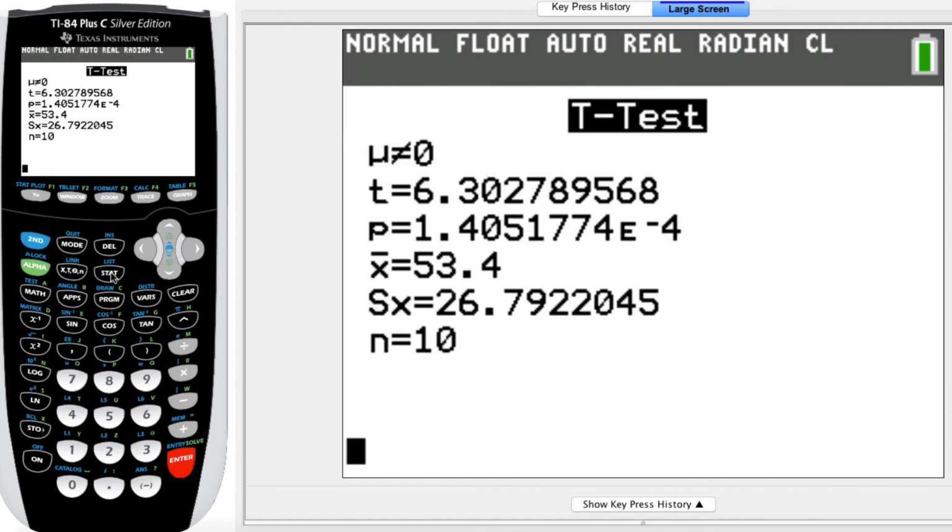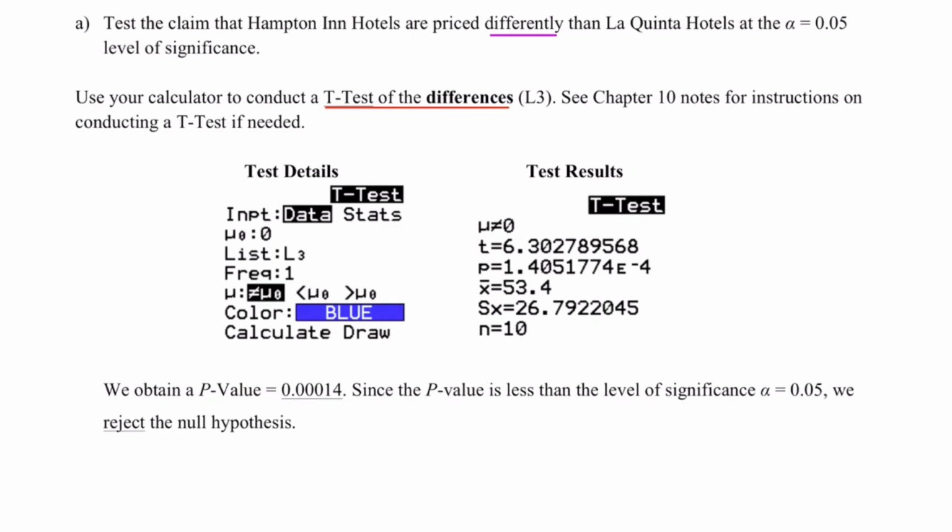We end up with our t-statistic that was 6.30, and of course there's our p-value. That is 0.00014. Notice again that the test also gave us x bar and our standard deviation, where x bar represents d bar, remember it's the mean of the differences, and s sub x represents the standard deviation of our differences, so that means we've got s sub d. Heading back to the notes then, we saw our p-value in the calculator, and like we concluded previously, our p-value is less than the level of significance, so we reject the null hypothesis.